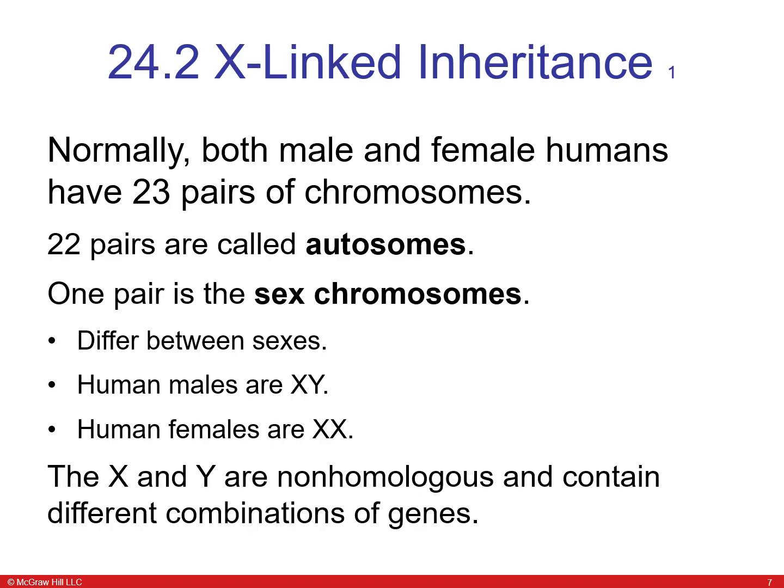So normally both male and female humans have 23 pairs of chromosomes. 22 pairs are called autosomes, and one pair is the sex chromosomes, and they differ between the sexes. Human males are XY and human females are XX. The X and Y are non-homologous and contain different combinations of genes.